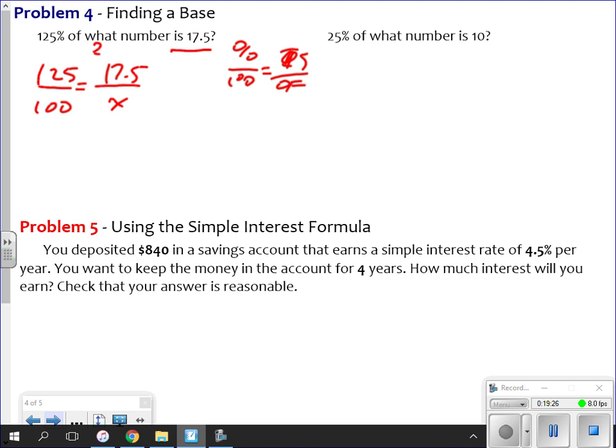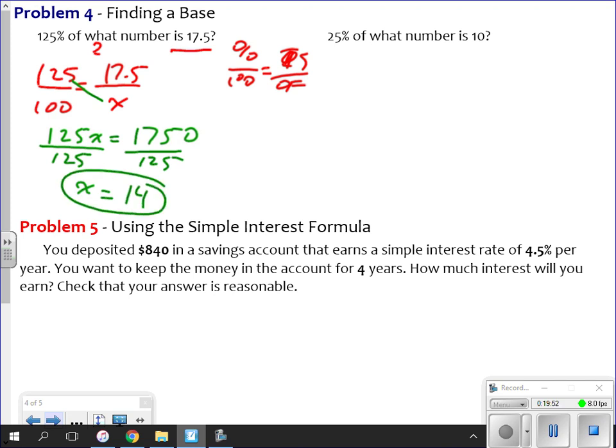Cross multiply. 125X equals 1,750. Two places. Divide by 125, and X equals 14.